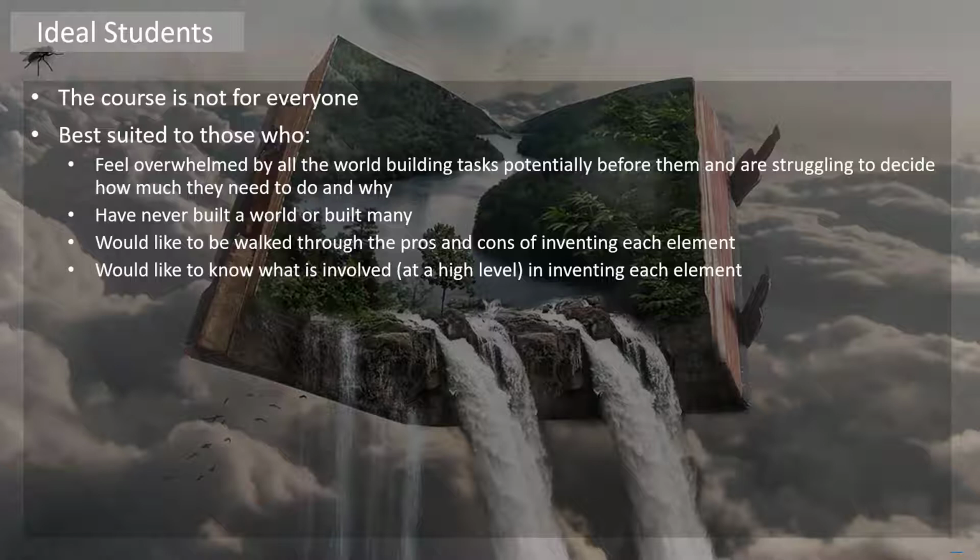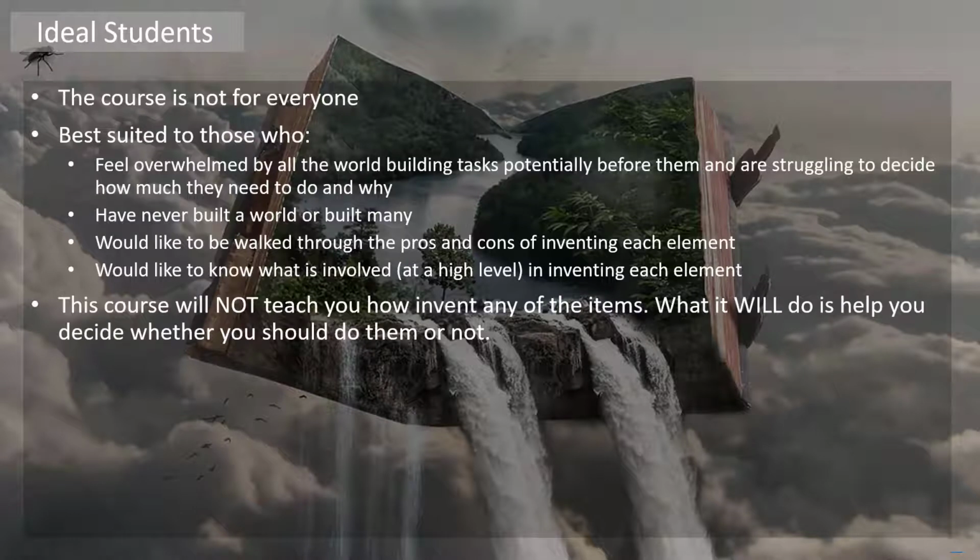It is called Accelerated Worldbuilding because by eliminating items you don't need to spend time on, you can focus on what you do need to do and complete a world-building project with clarity and greater speed. There will be less second-guessing of why you are or are not inventing something. This course will not teach you how to invent any of the items. What it will do is help you decide whether you should do them or not.